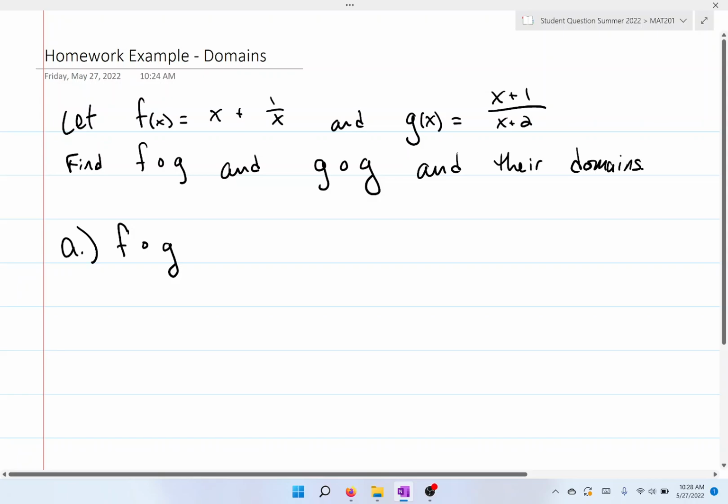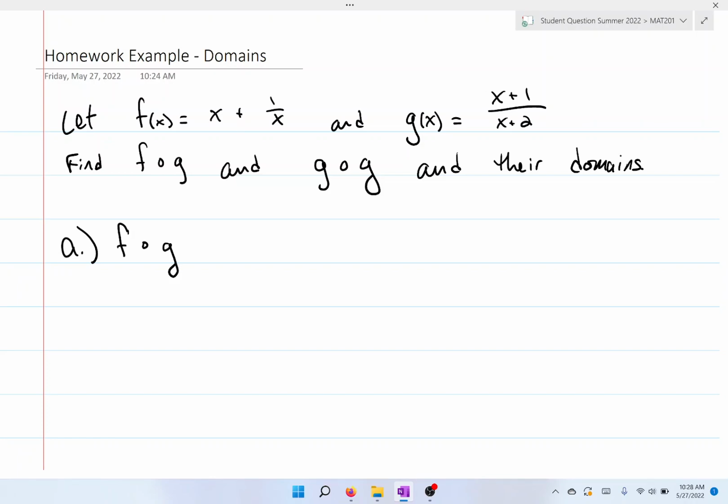Okay, so here's another homework example that I've been getting a lot of questions about. To be honest, a lot of us really have a good understanding of how to find a domain, the technique behind that. However, we're forgetting about what it means to be a compositional function. So here I'm just going to do two small examples, and this is similar to the homework.